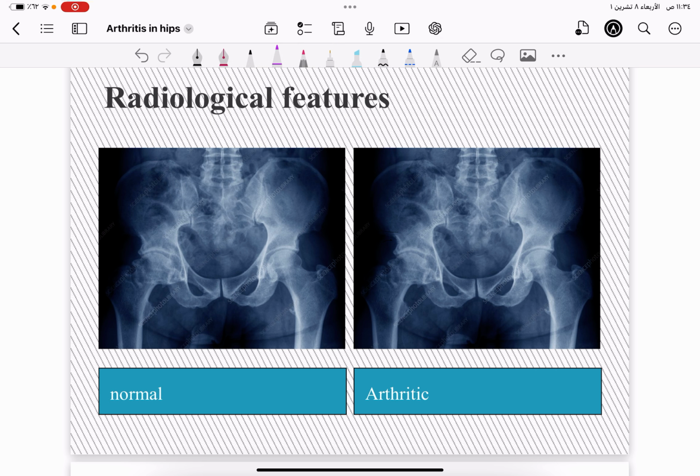Okay, and that's the treatment. How do you treat arthritis?